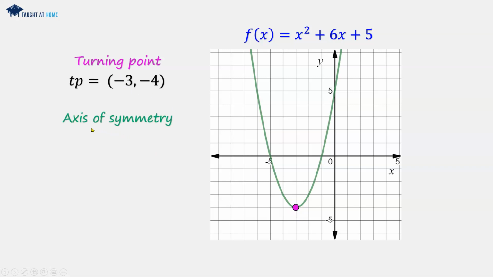We can also find the axis of symmetry, which goes through the turning point. In this case, it's x is equal to -3. We can also find the y-intercept here, which is y equals 5.